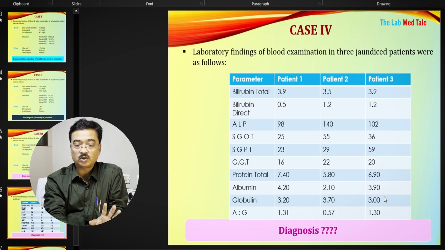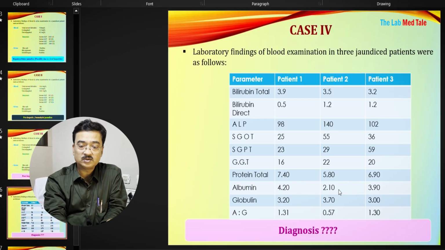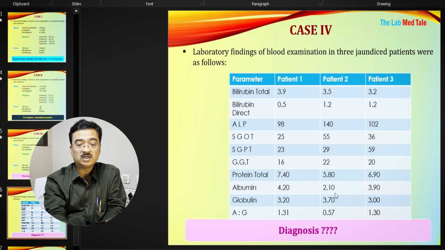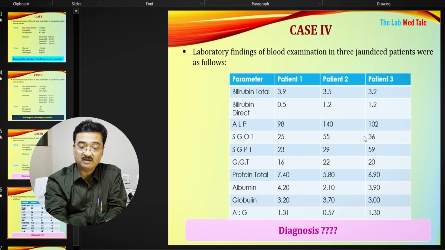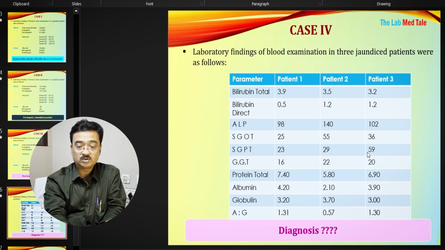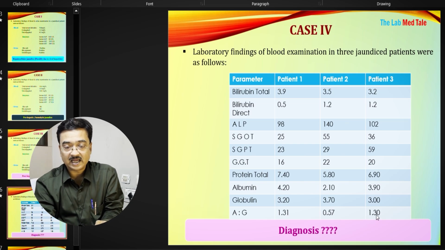This one is a chronic hepatitis. How do you diagnose this? Looking at these ratios, because other features are more or less the same. Here it gives you a guide. First of all, it's chronic because the AG ratio is reversed. Secondly, the OT/PT ratio is also more than 1. Here, the OT/PT ratio is less than 0.5 and these are normal. So through this we can get a diagnosis.